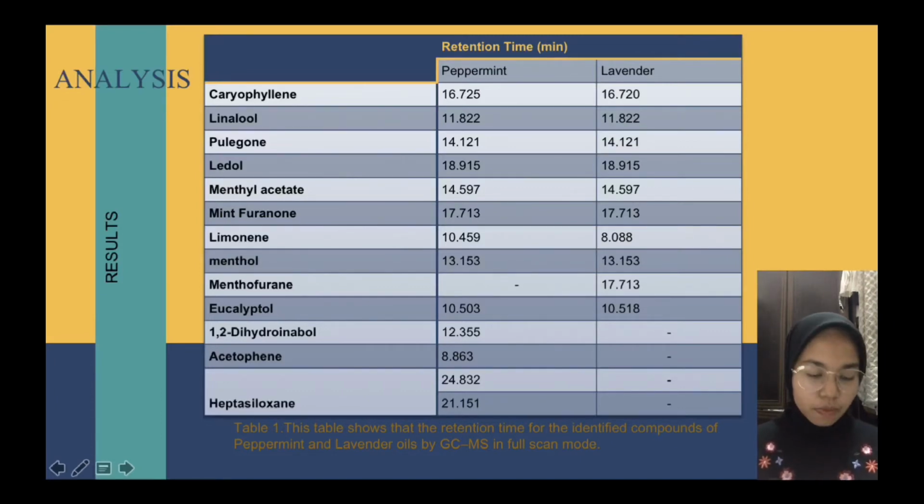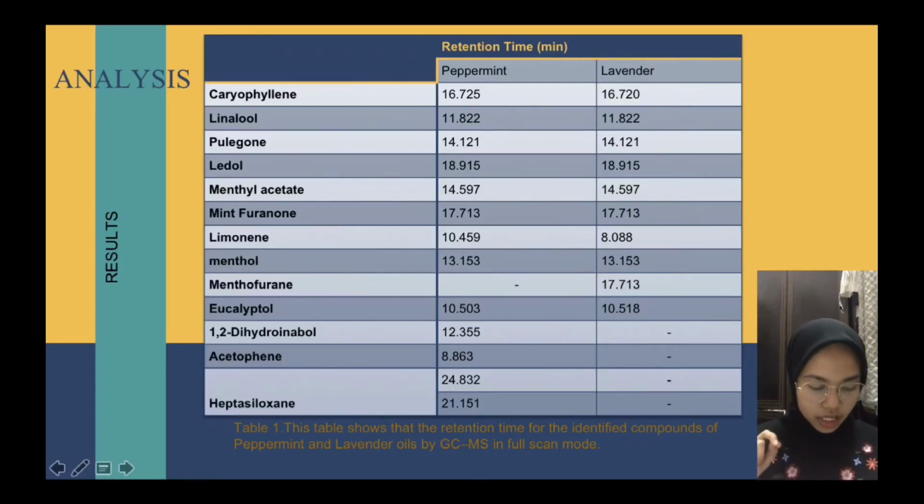For the pulegone, we get 14.121 and also the same value. For the ladle, we get 18.915 and also 18.915. For methyl acetate, we get 14.597, and for both peppermint and lavender, we get the same value. And for the minfuranon, we get 70.713, and we also get the same value.